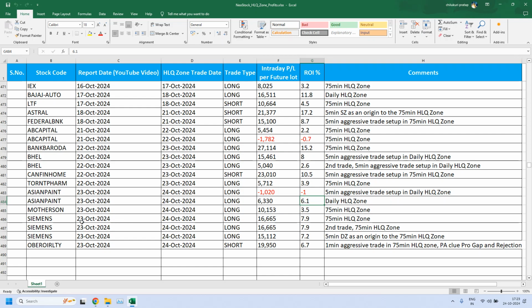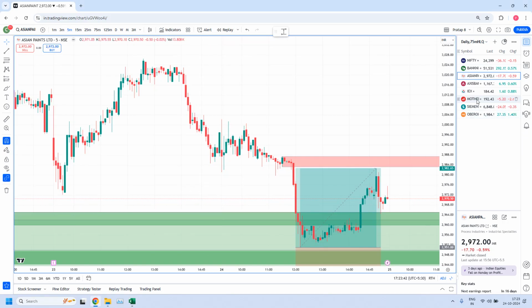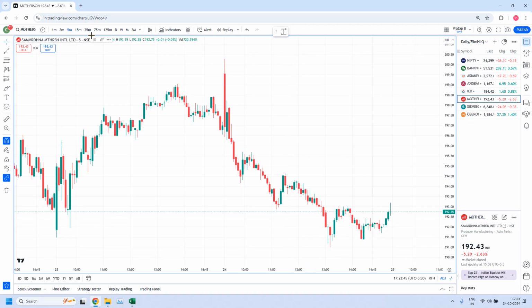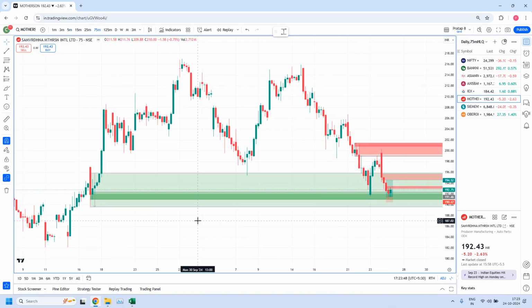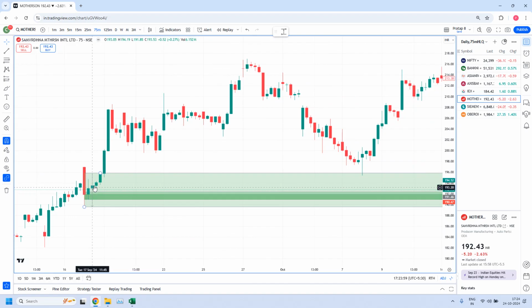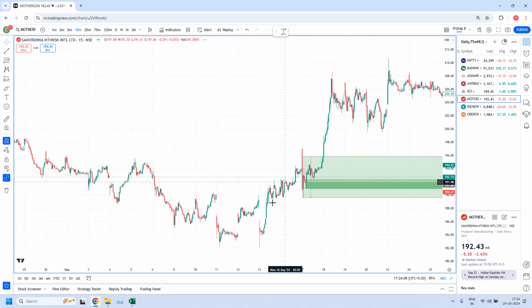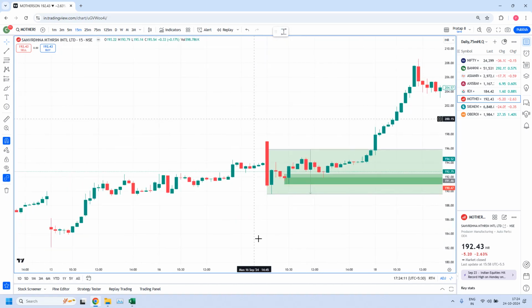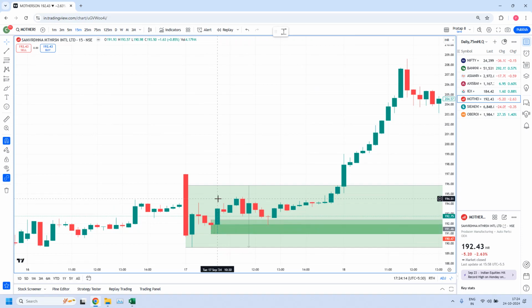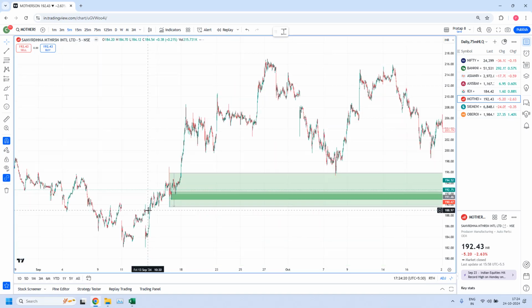The next trade we got is Motherson. This is a daily 75 minutes high liquidity zone. So this is the 75-minute zone. We have a drop, 1, 2, 3, 4 base candles and a rally. Drop, base, rally. This is what our software identified. This one is fine-tuned with the 15 minutes time frame. Here we have a drop, base, rally. Within this 15 minutes, again you have a fine-tuned 5-minute zone.